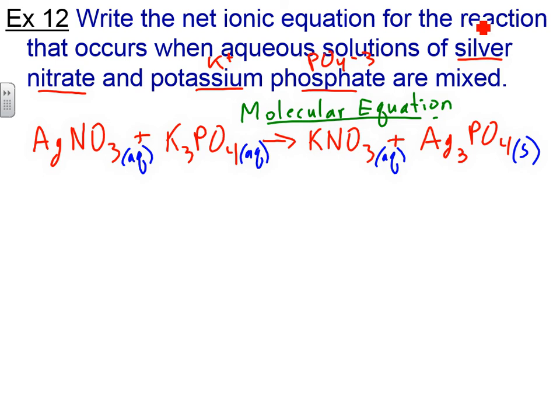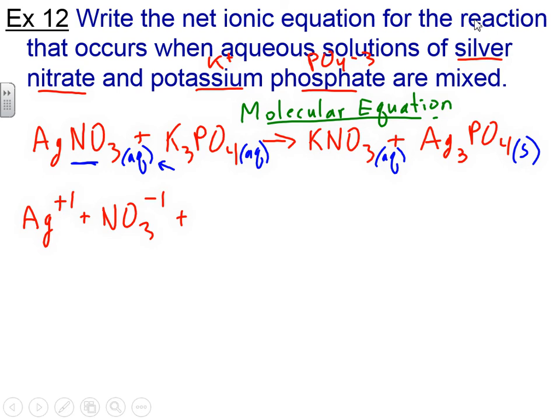So silver nitrate here gets split up. The way we split this up is we put silver with a +1 charge plus nitrate with a -1 charge. You can do +1, -1, or just plus and minus. We also do the same thing for potassium and phosphate because they are aqueous. Remember, if it's aqueous, that means it exists in solution. Well, when an ionic compound exists in solution, it automatically breaks apart, splits up. That's the nature of the ionic compound.